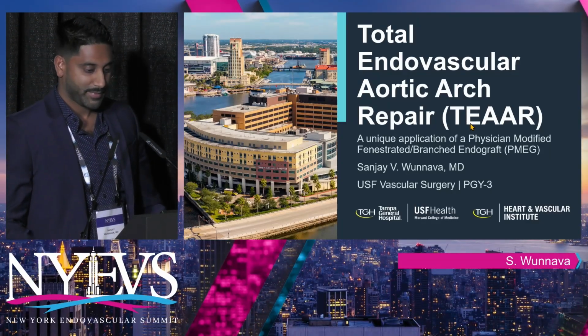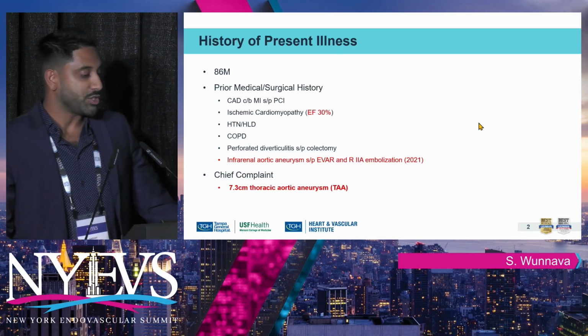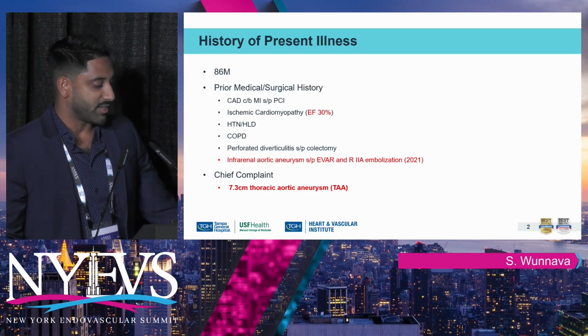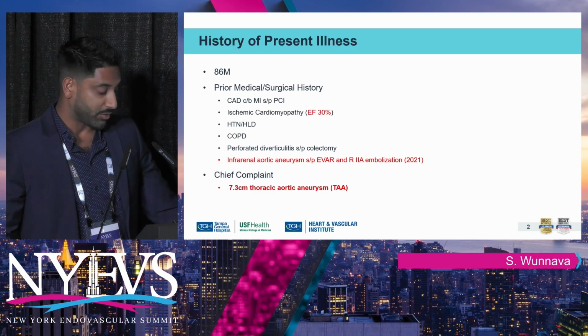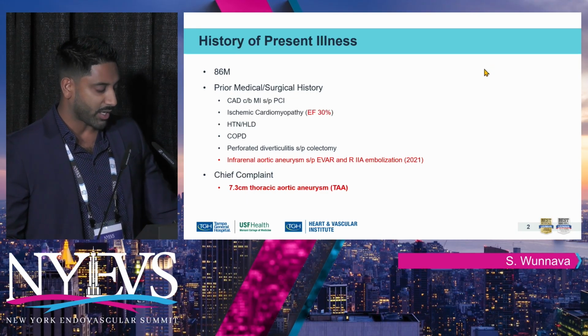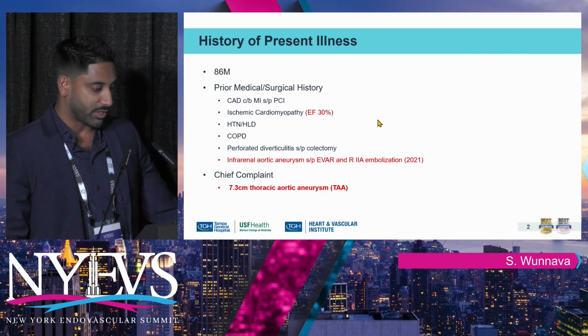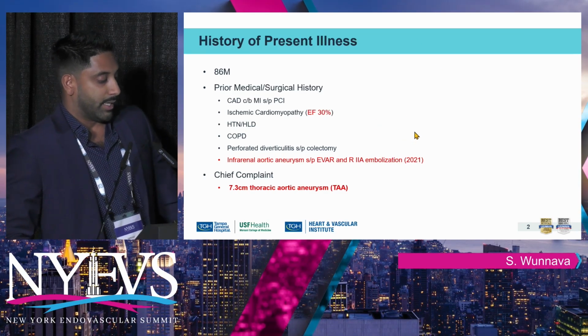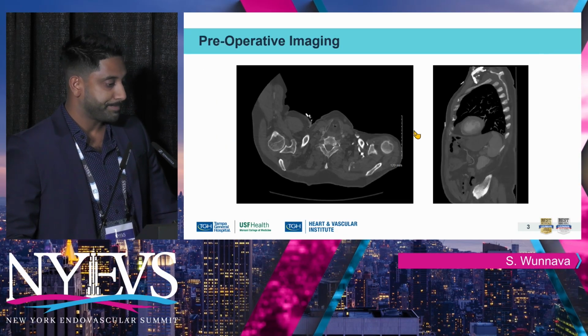Thank you, Dr. Hahn. So jumping into it, we have an 86-year-old male patient. He presented to us with a 7.3 centimeter thoracic aortic aneurysm. He had pretty extensive medical history, which is listed here, but he was a big cardiac cripple with an EF of 30% and pretty severe COPD as well. Then he also had a history of vascular disease. He had an EVAR that was done in 2021.